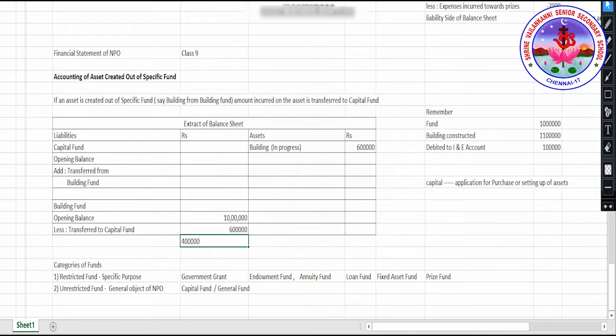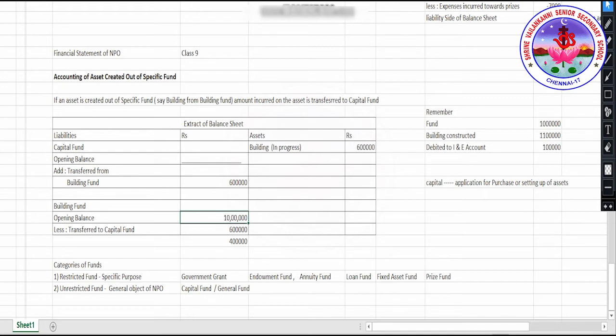Now this has to be transferred to the capital fund. Is there any opening fund? As of now I'm assuming it to be nil. Transfer from building fund will be 6 lakhs. So you can understand by this how to treat this entry, right?